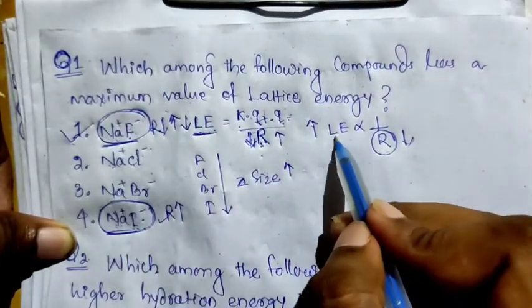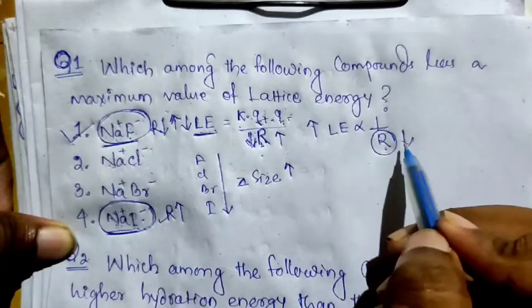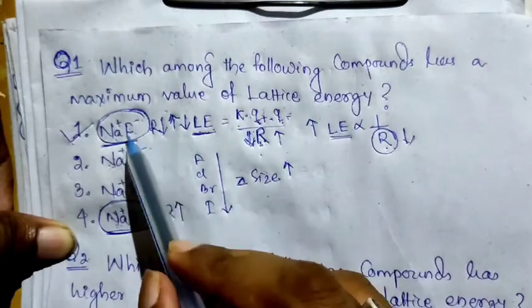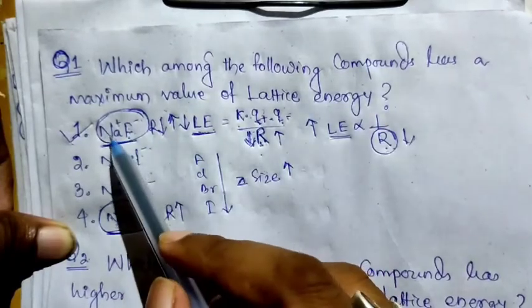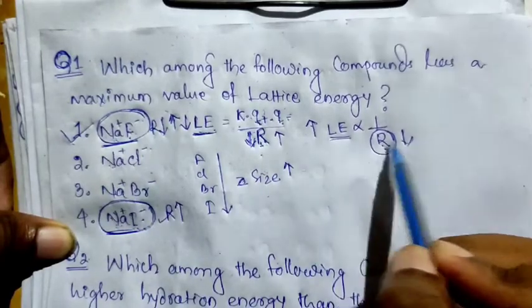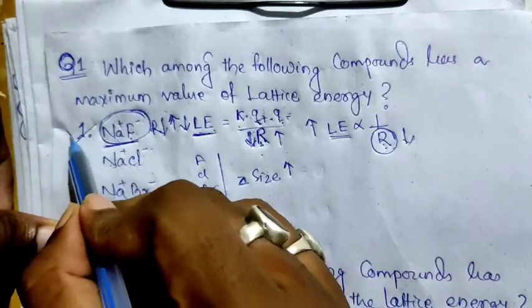We know that lattice energy is inversely proportional to radii. When radii decreases, lattice energy increases. So out of the following, sodium fluoride has less ionic radii, so it has more lattice energy. So option 1 is the correct answer.